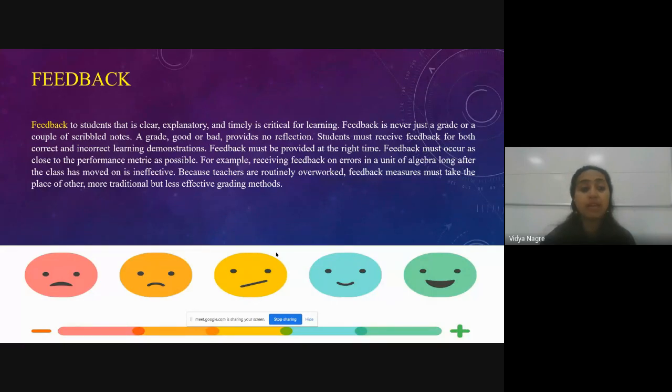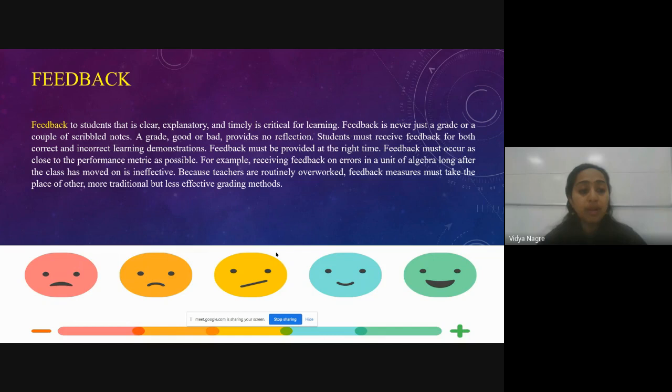Students must receive feedback for both correct and incorrect learning. From incorrect learning, they will understand what mistakes they have committed, and from them they will learn lessons and avoid those mistakes in coming assignments, let's say. But students who have done it excellently, if you give good feedback to them, it will motivate them to perform the task with perfection always. The student who has little average feedback will be more careful in the next attempts. So this is why feedback is very important.